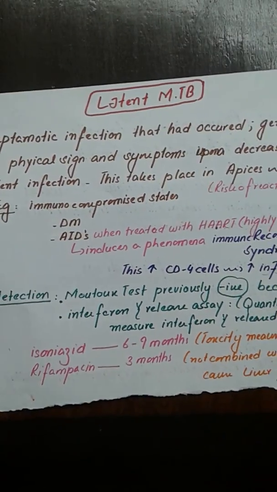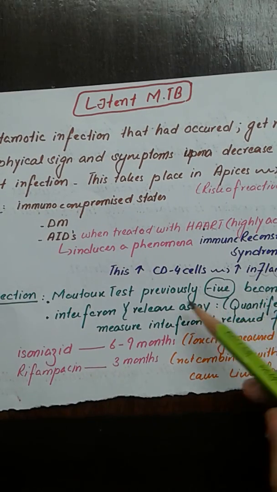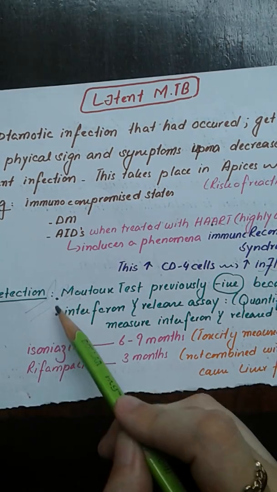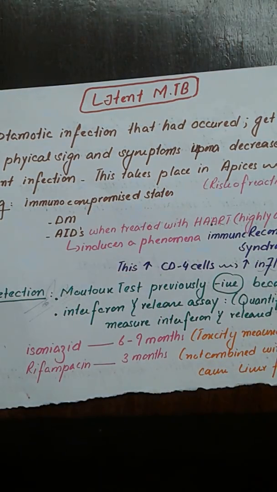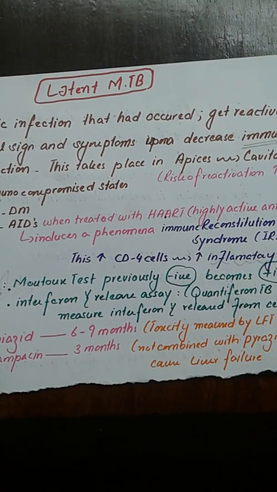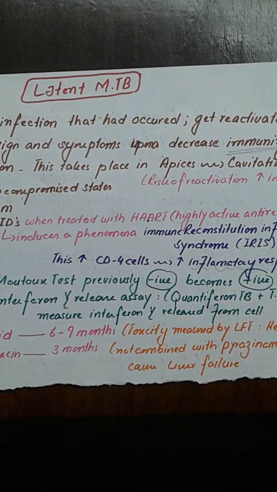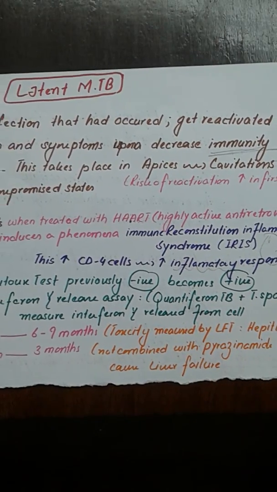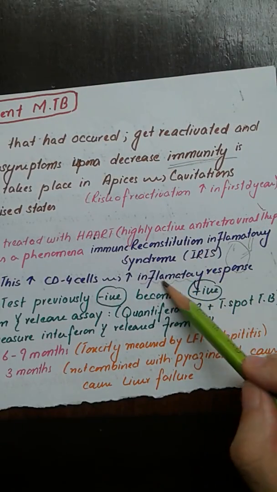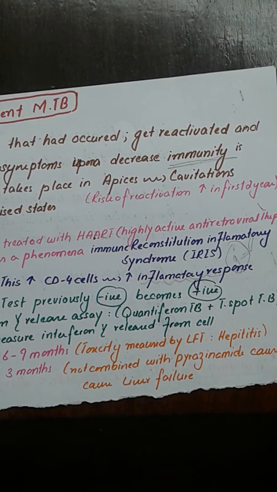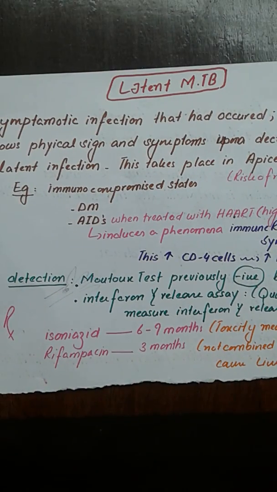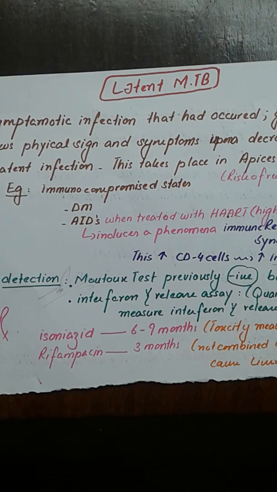In order to detect it, we do a PPD test, which is the Mantoux test, which we discussed. We did it on the skin in order to know that tuberculosis was previously present, and we do an interferon gamma release assay, which consists of QuantiFERON-TB or the T-SPOT.TB test. Now, this measures the interferons which are actually increased, and if there are a lot, obviously they will cause a lot of damage. Now, the treatment for this latent TB is that we give isoniazid for 6 to 9 months and rifampicin for about 3 months.